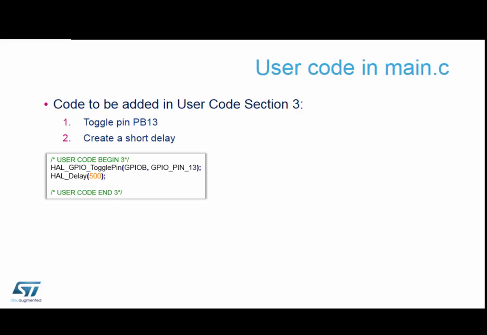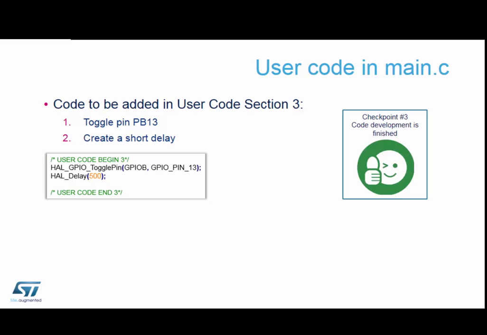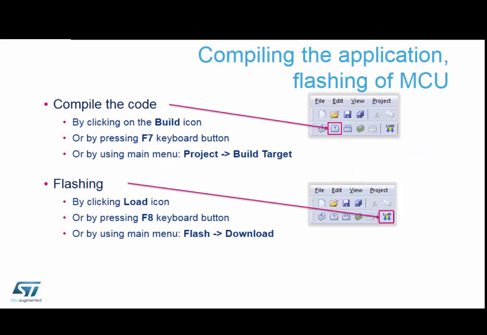Okay, and this is the checkpoint for us because we finished the development of the code for the first part of the exercise, which means that we have an application which is not using SMPS yet. So the next step is to compile the application and flash it to the microcontroller. For this purpose, you can select this icon for the compilation, or alternatively, you can click on F7 from the keyboard.